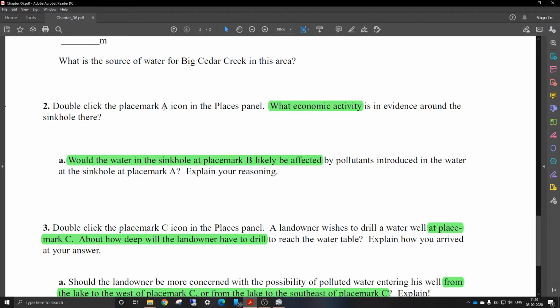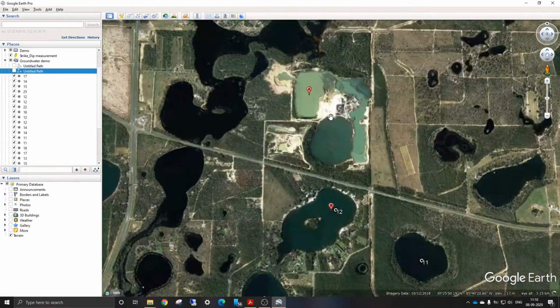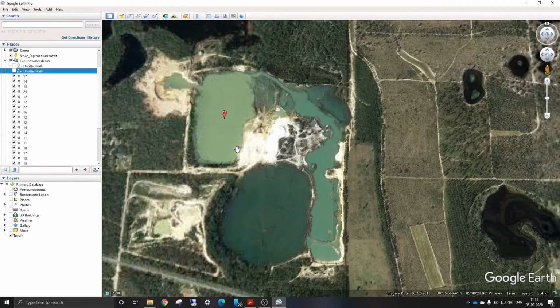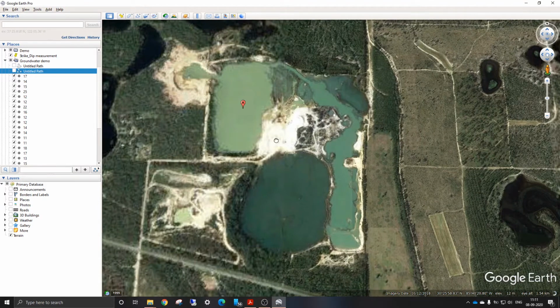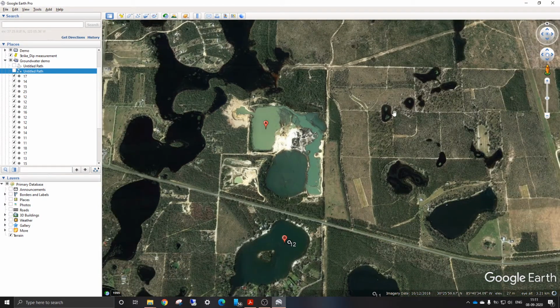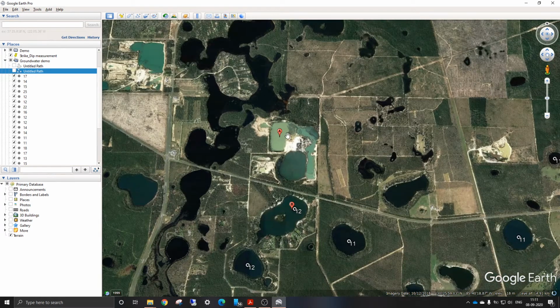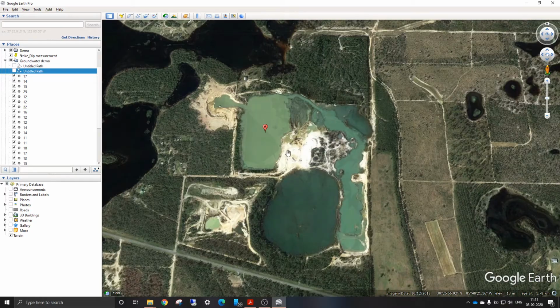Another question is, what is the economic activity at place A? So you zoom into place A and closely observe this area and try to infer what kind of economic activities. As you know, this is a karst topographic terrain. So what kind of economic activity should be going on here? You have to assess that.